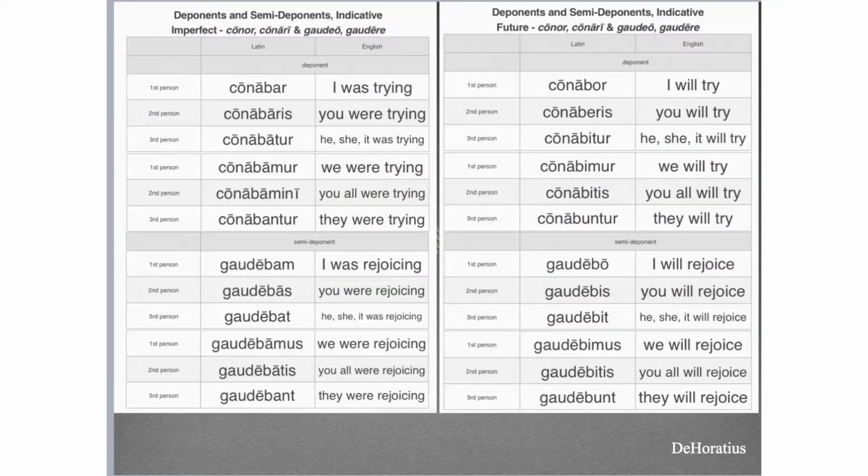All right, so you can see here, you just have the deponents kind of conjugated out in various forms, and then we have the imperfect and the future.